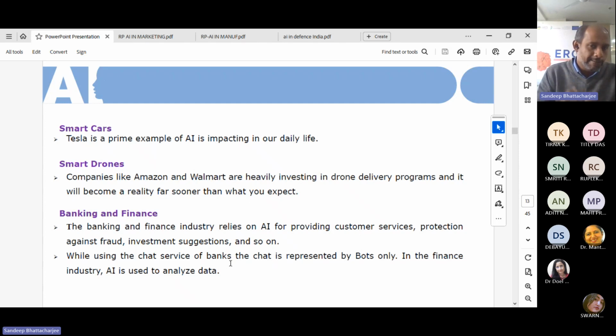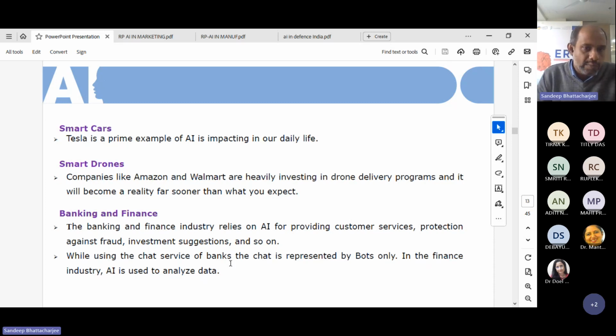Then in banking and finance, a very important sector. The banking and finance industry relies on AI for providing customer services. Whenever you open the website of a particular bank, nowadays there are chatbots which open up automatically when you visit, and it asks what kind of information you are seeking. So you have 3 or 4 alternatives, and based on what you click, certain queries are generated so that it can help you further narrow down your search and get to the ideal solution.